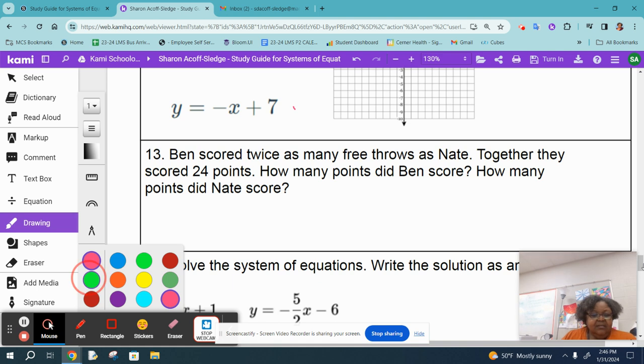I don't like these colors. I'll figure out how to change them.